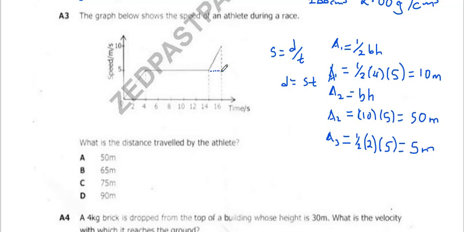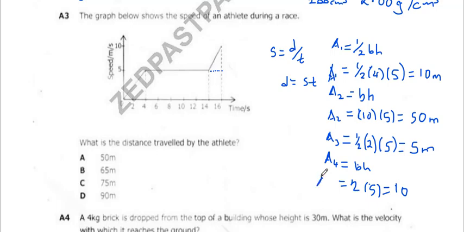And the one at the bottom there, we have a rectangle. So to find the area of the rectangle, its base is from 14 to 16. So it's BH. So we'd have area 4 equal to, what is our base, which is 2, and our height, which is from 0 to 5, which is 5, right? And 2 by 5 gives us 10.